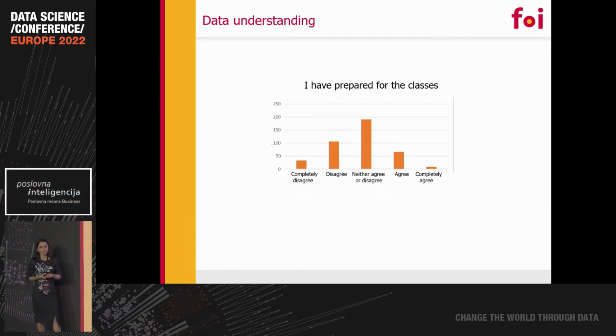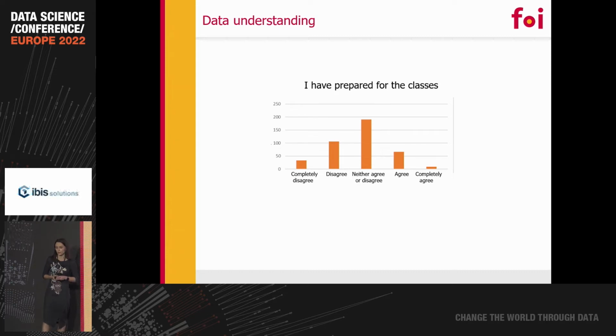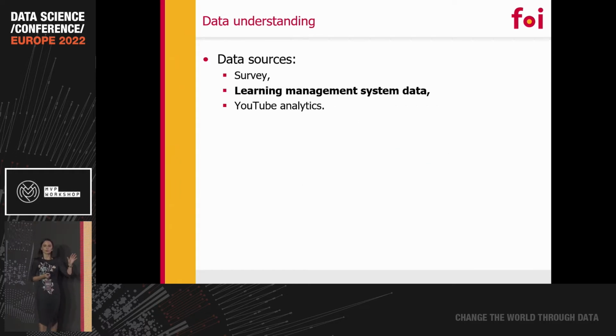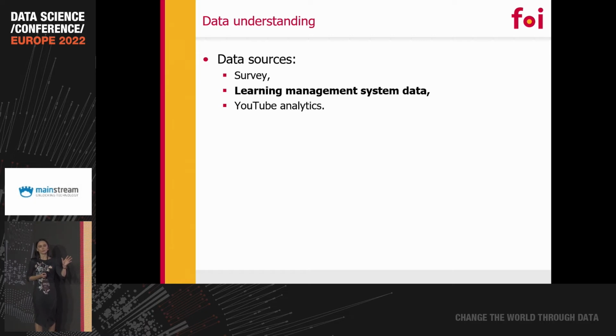This one is pretty important, and it is the statement, I have prepared for the classes. As you can see, most of the students did not prepare for the classes. Why is this important? Because at our faculty, many teachers are using the flipped classroom approach, which indicates that students should prepare for the classes, and as the name says, in a flipped classroom they should come prepared with questions for the teacher. So this aspect of the teaching process is really important. Those were the data from the survey.